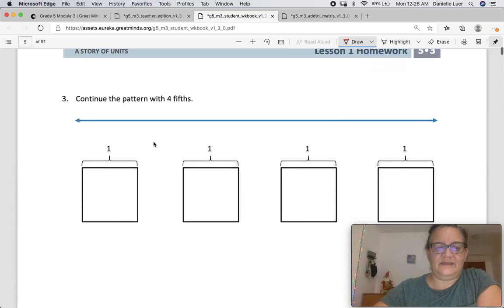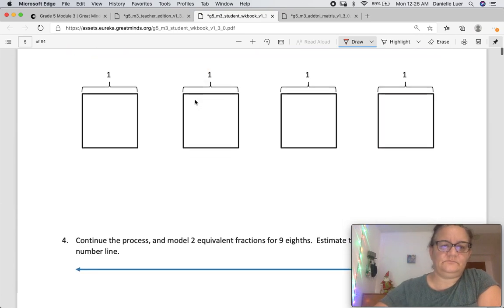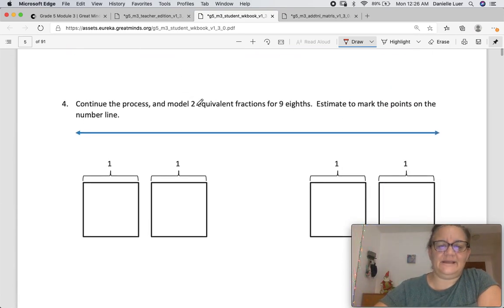Okay, number 3, 4 fifths. And number 4 is equivalent fraction for 9 eighths. Okay, so how are you going to do that? You're going to have to split this. It's going to be a little tight, but you can do it.